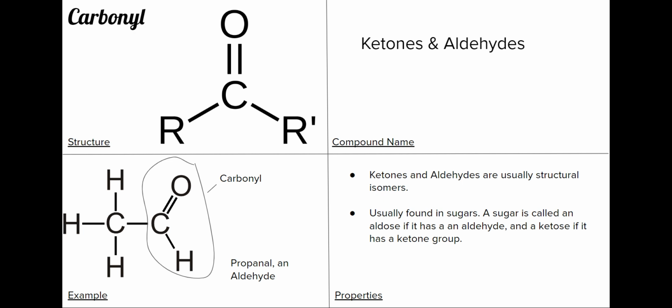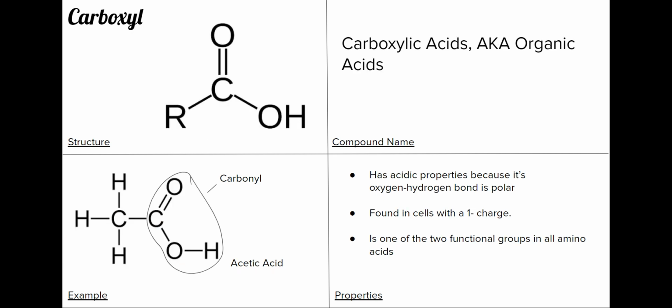The carbonyl group is one of the most important, as ketones and aldehydes can be found in sugars, which our body uses for energy. A sugar with a ketone is referred to as a ketose, and a sugar with an aldehyde is referred to as an aldose. Aldehydes and ketones are often structural isomers.